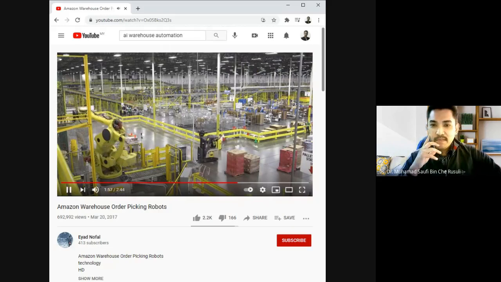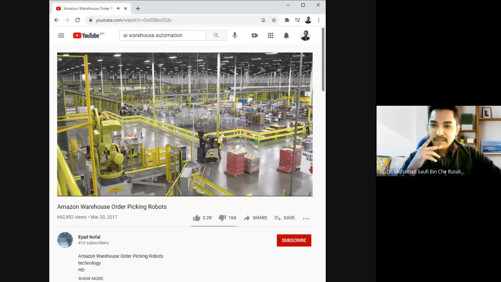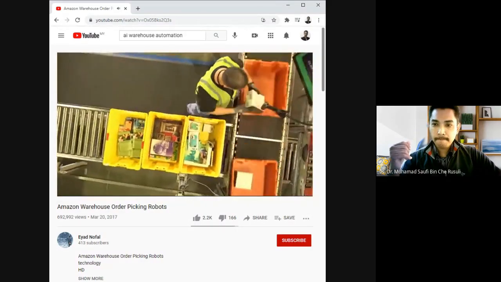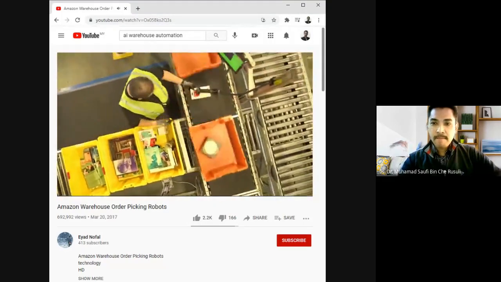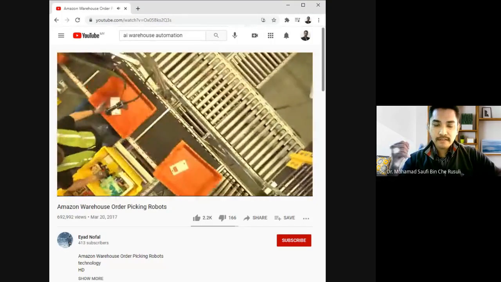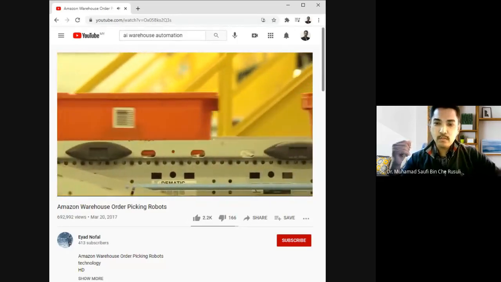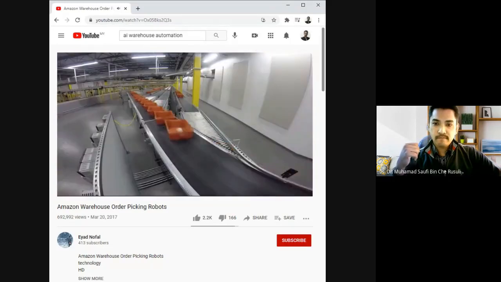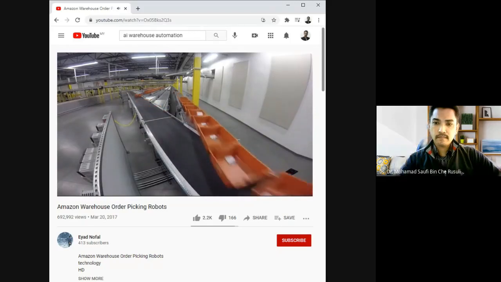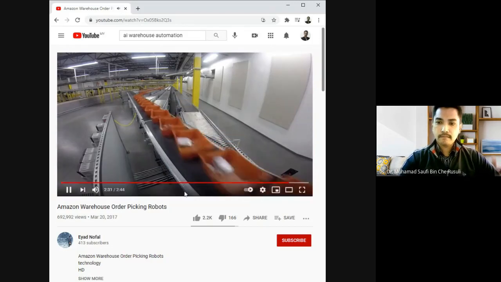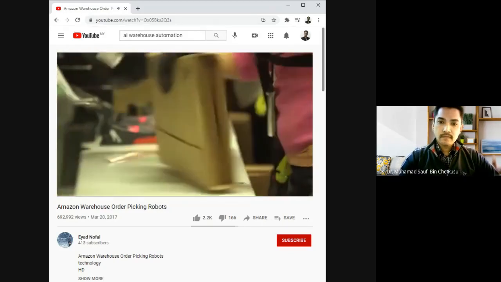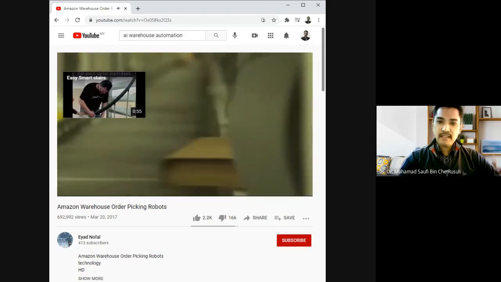Dia tengok, adalah yang boleh kira lah. Some parts need a human, some parts are not using humans, but this part of human work can be replaced sooner or later. This one is packaging.